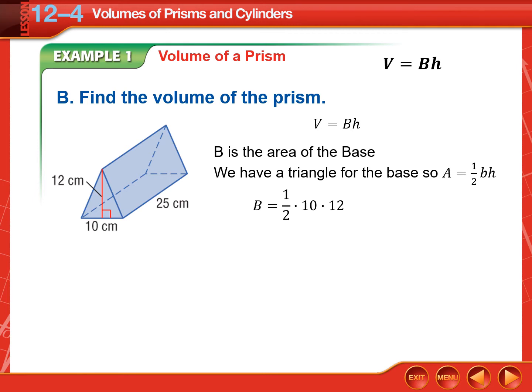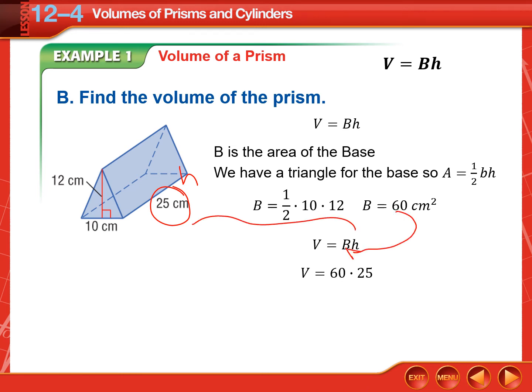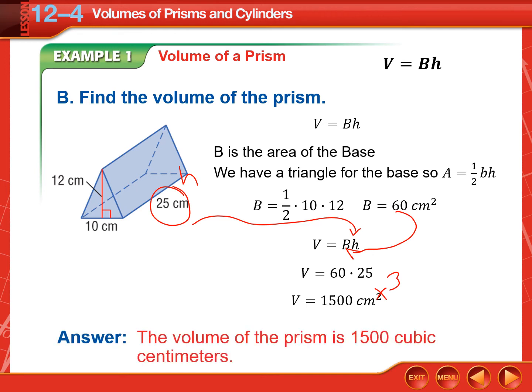So we're going to do 1/2 times 10 times 12, because that's the area of a triangle. And you should figure that out. That's 60. And all you have to do, remember what I said last week, the one number you haven't used yet is your height. So this 25 is my height. So when I substitute, I get my big B and I get my height, and then I multiply it out. And again, I messed up the second power. That's going to be 3. And so the volume of the prism is 1,500 cubic centimeters.